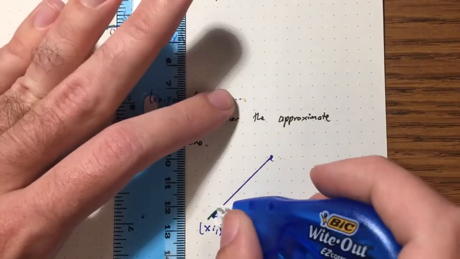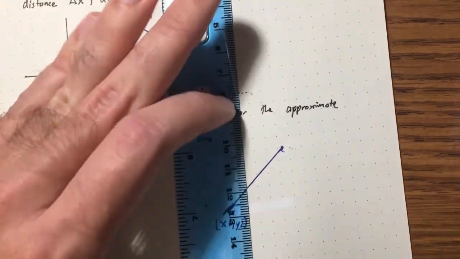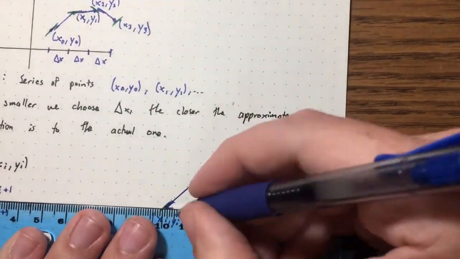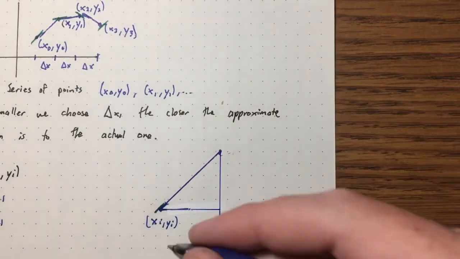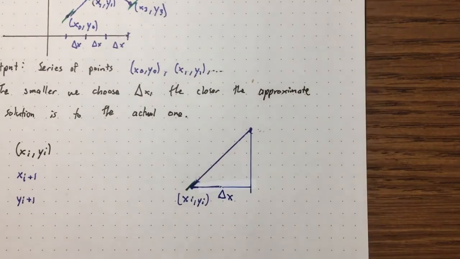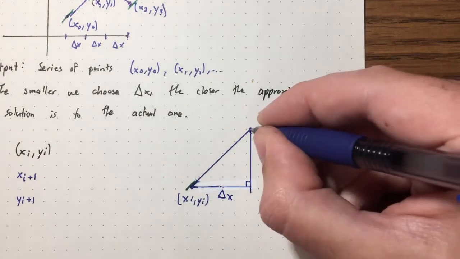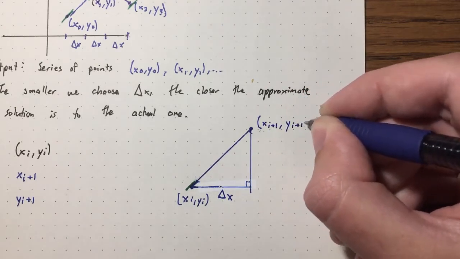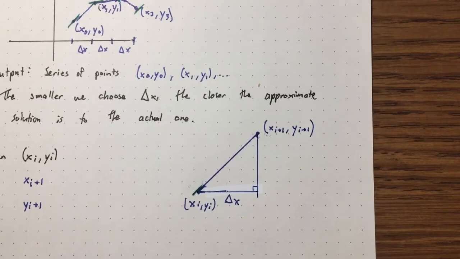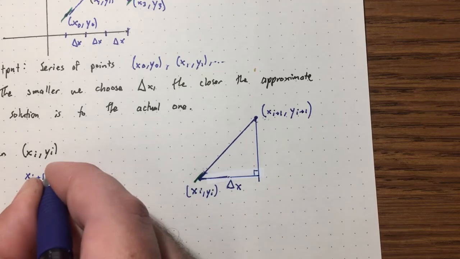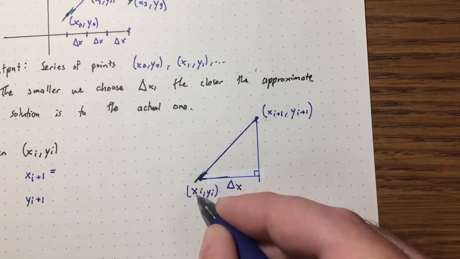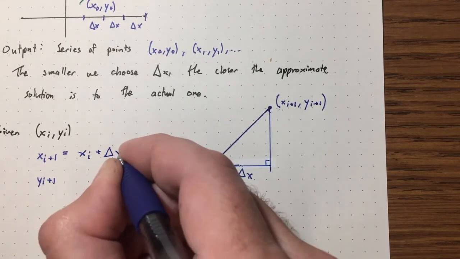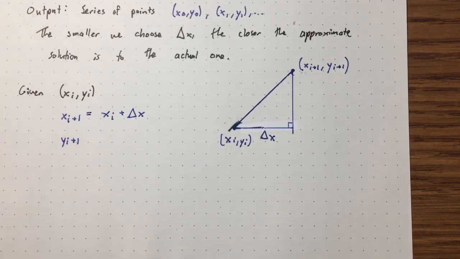That's not such a good triangle. Let me try that again. Okay. So this side of the triangle down here that I'm drawing in, that's going to have a length delta x. Okay. And once we've moved that length delta x, we've reached a new point. We'll call it xi plus 1 comma yi plus 1. That's our new point. Okay. So I think it's pretty clear what xi plus 1 has to be. We're just looking at the x coordinates, right? So to get the new x coordinate, all you do is you take the previous one and you add this delta x. Great.